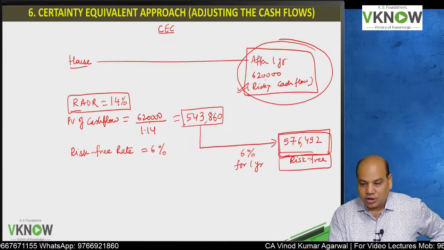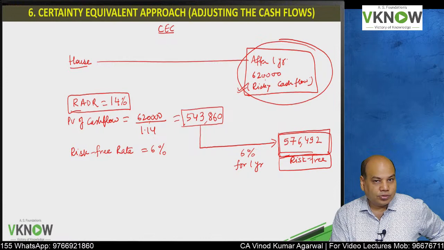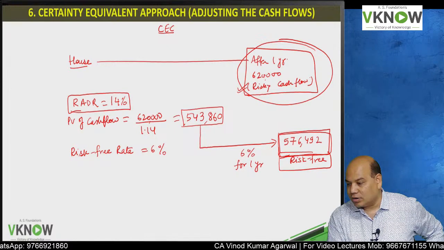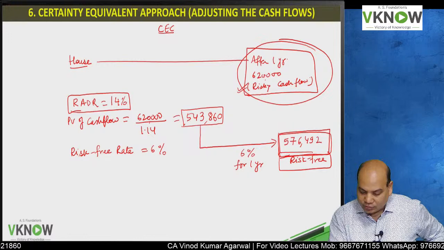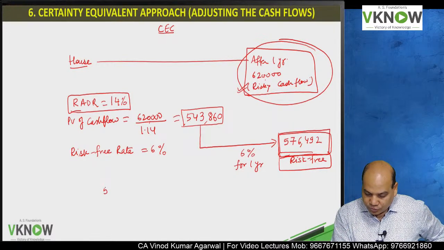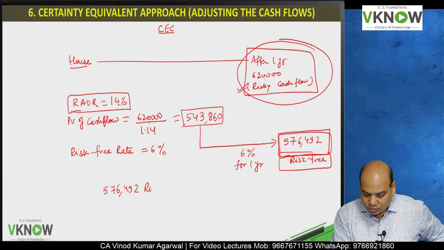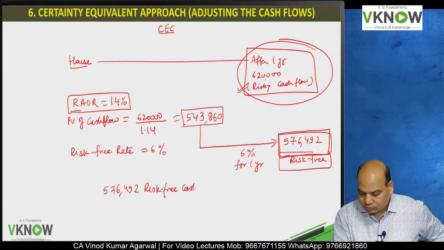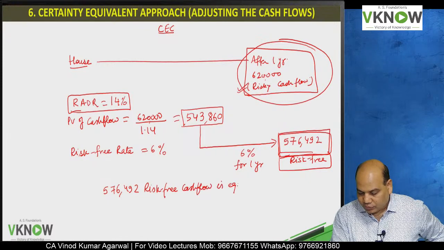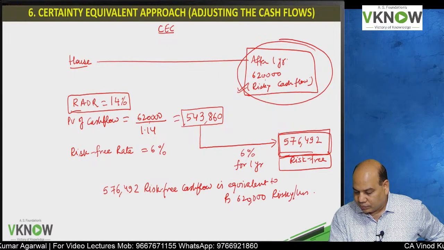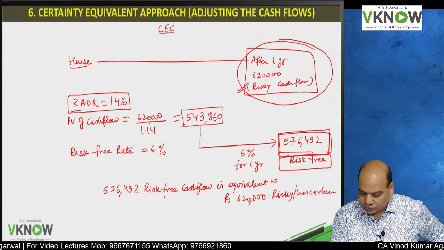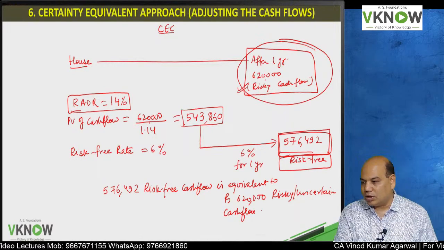I can sleep peacefully because I know there is a person who is going to purchase this house after 1 year for this amount. So I have no uncertainty element left now. Now, the moral of the story is that 5,76,492 risk-free cash flow is equivalent to rupees 6,20,000 risky or uncertain cash flow.